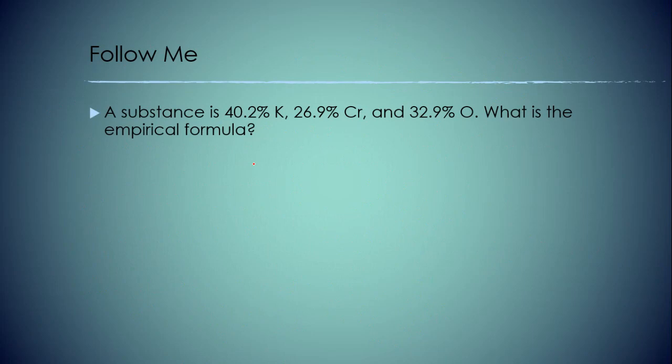So this is your first example problem on your paper. It's in a box that says this right here. So we follow those steps that I set out for you before. Step 1 said write the percents down as grams. So what we're going to do is I'm going to write 40.2 grams of potassium and 26.9 grams of chromium and 32.9 grams of oxygen. That was step 1, is just to turn the percents into grams.